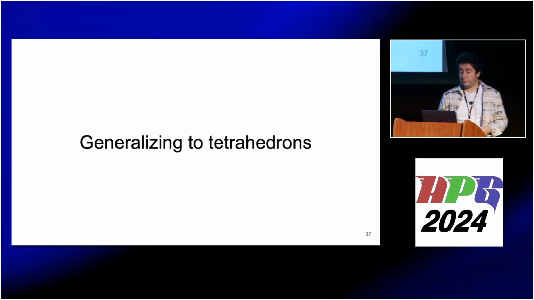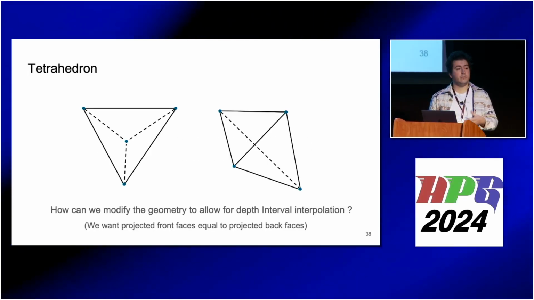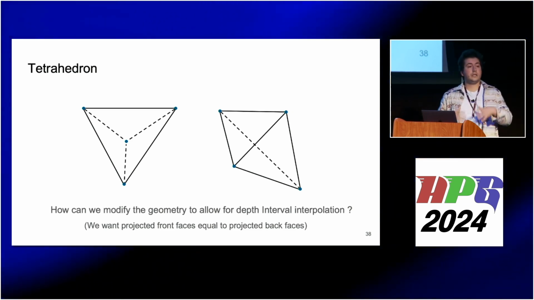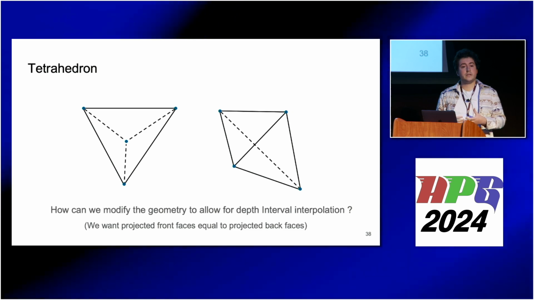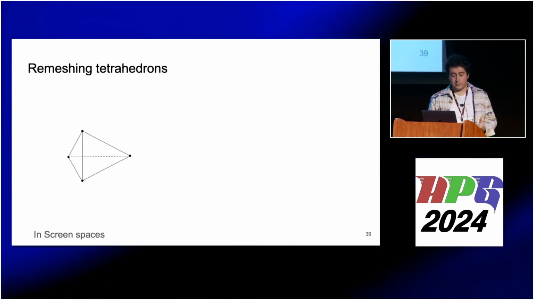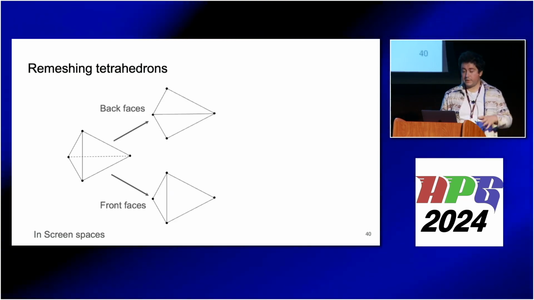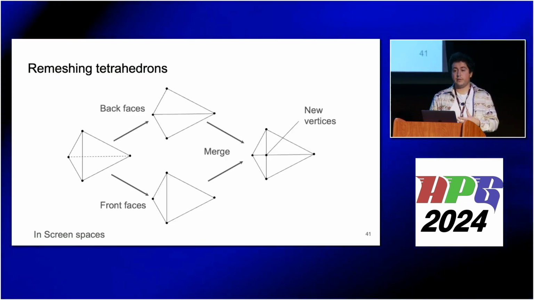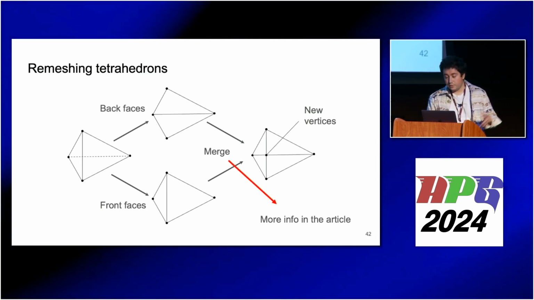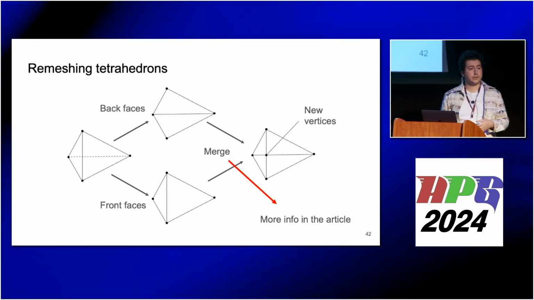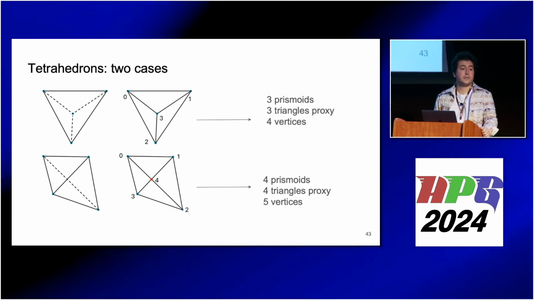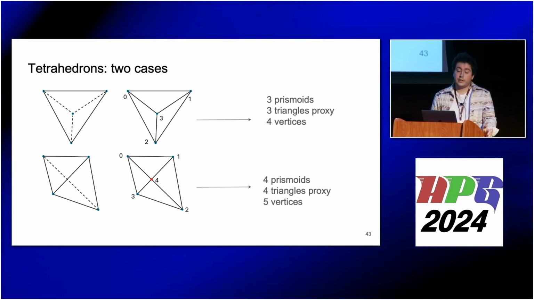To generalize that to tetrahedra, we have to reformulate a bit what we want as properties for our mesh. Basically, we want to remesh the tetrahedron such that for each front face, we have exactly one back face. And to do so, it's actually not that difficult. You have to separate the front and back faces, and then recombine them in a merging operation that will create new vertices, new edges, and new triangles. You can find more information about this merging operation in the article. And for the tetrahedron, it can be solved analytically, and there are only two cases.